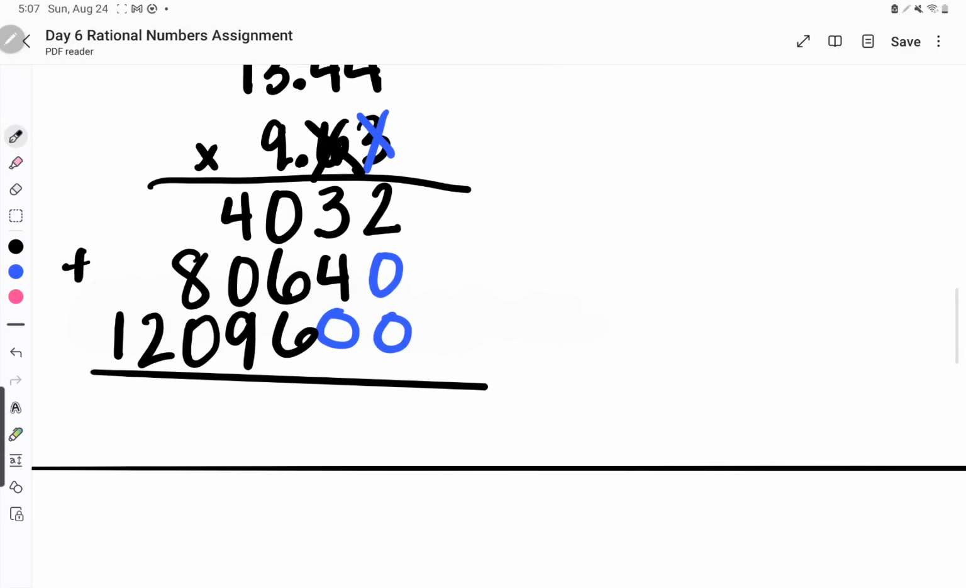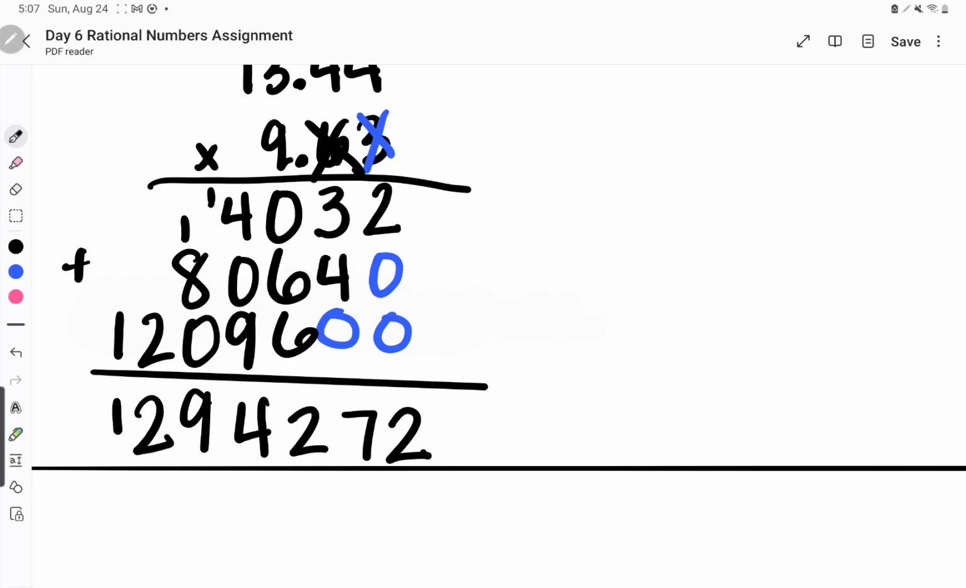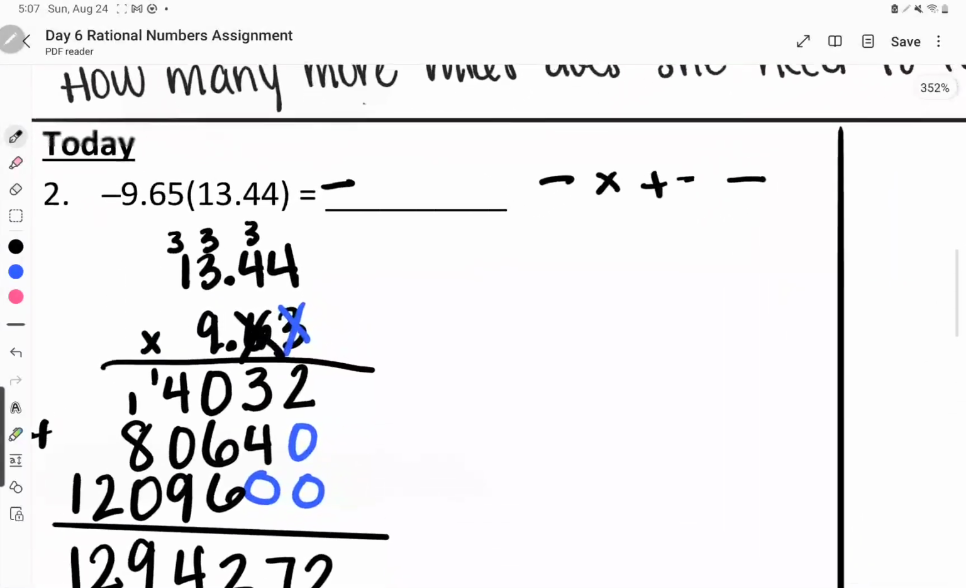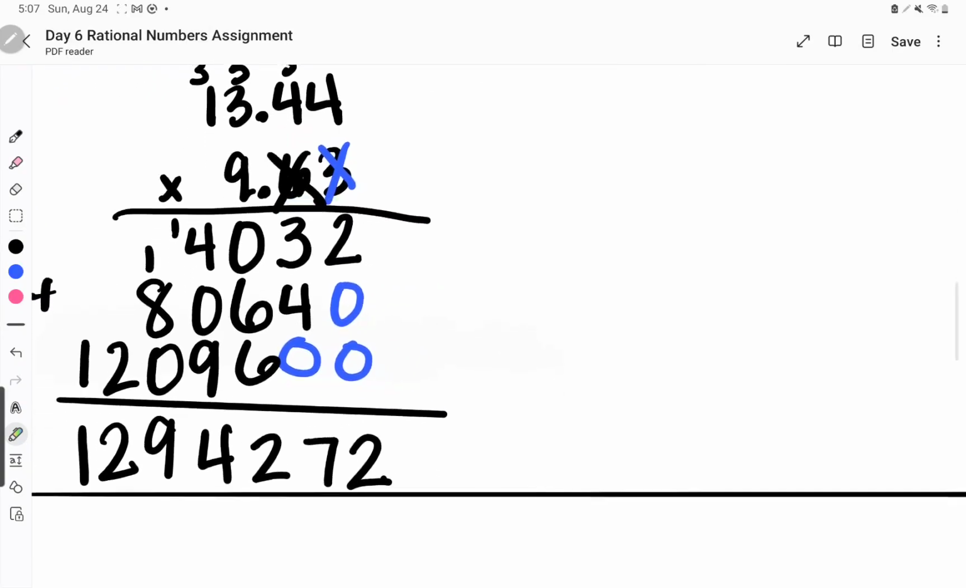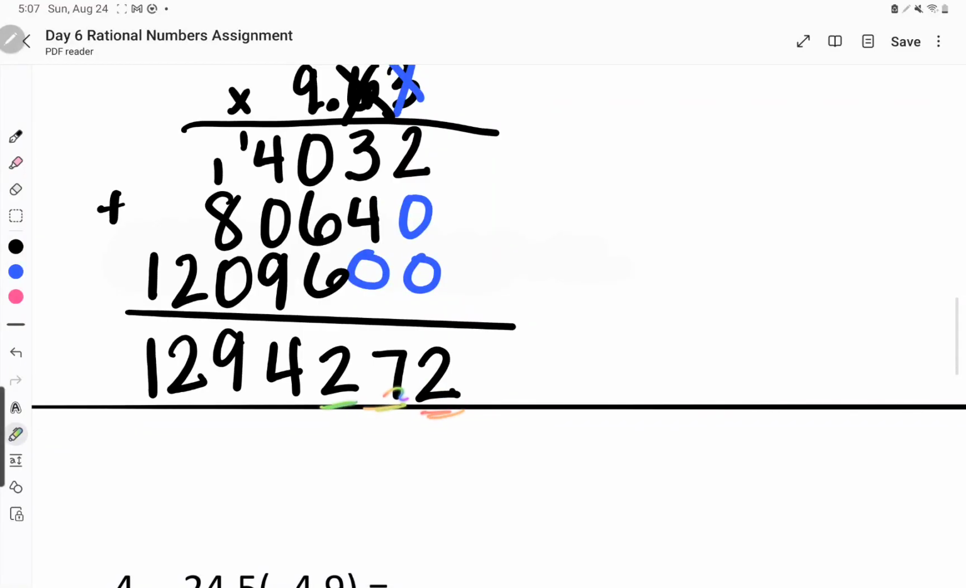Add it all together now. I have 2 plus 0 plus 0, which gives me 2. 3 plus 4, which gives me 7. 6 plus 6, which gives me 12. So I write down a 2 and carry my 1. I have 1 plus 4, which gives me 5. And then 5 plus 9, which gives me 14. So I write down a 4 and carry my 1. 1 plus 8 gives me 9. Drop my 2, drop my 1, and then how many total decimal places do I have? I have 4 total decimal places because I have 1, 2, 3, 4 numbers behind my decimal. So I'll have 1, 2, 3, 4 numbers behind my decimal.